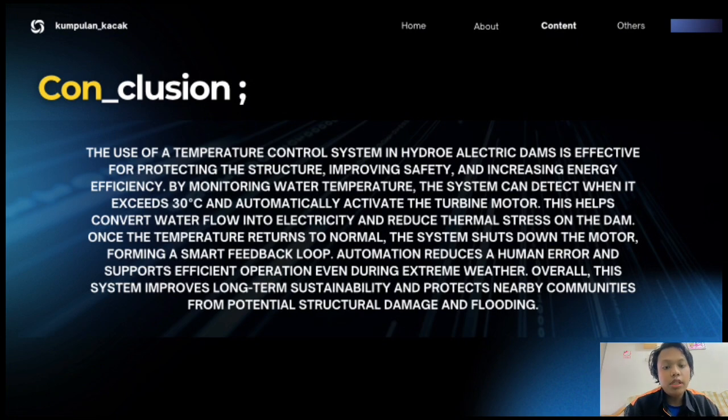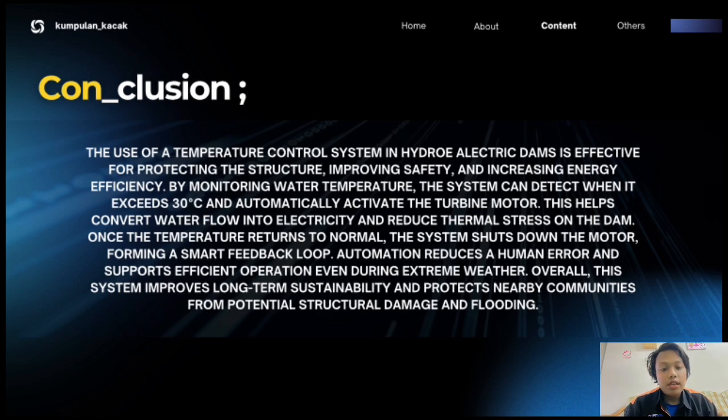This not only facilitates the efficient conversion of water flow into electricity, but also helps reduce thermal stress that could weaken the dam structure over time. Once the temperature returns to the safe range, the system automatically shuts down the motor, forming an intelligent and responsive feedback loop. This level of automation minimizes the risk of human error, ensuring consistent and accurate operation even under extreme weather conditions.